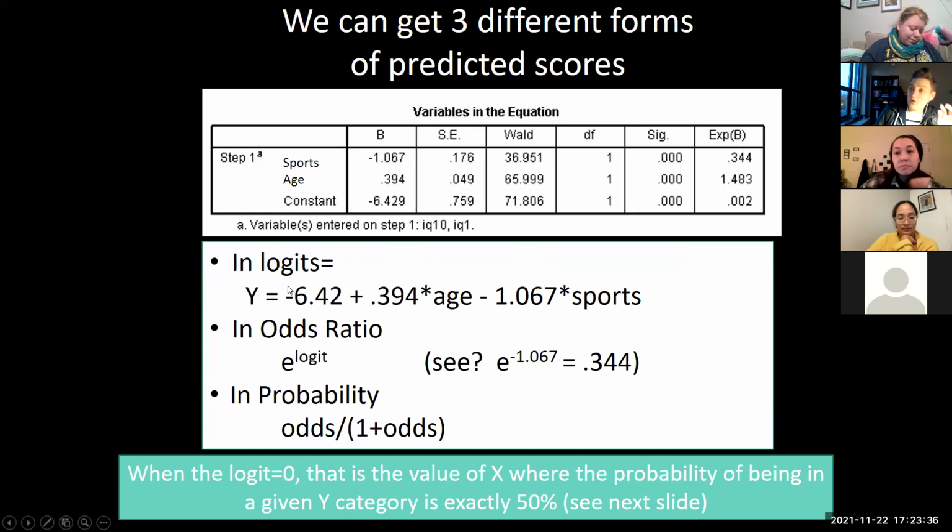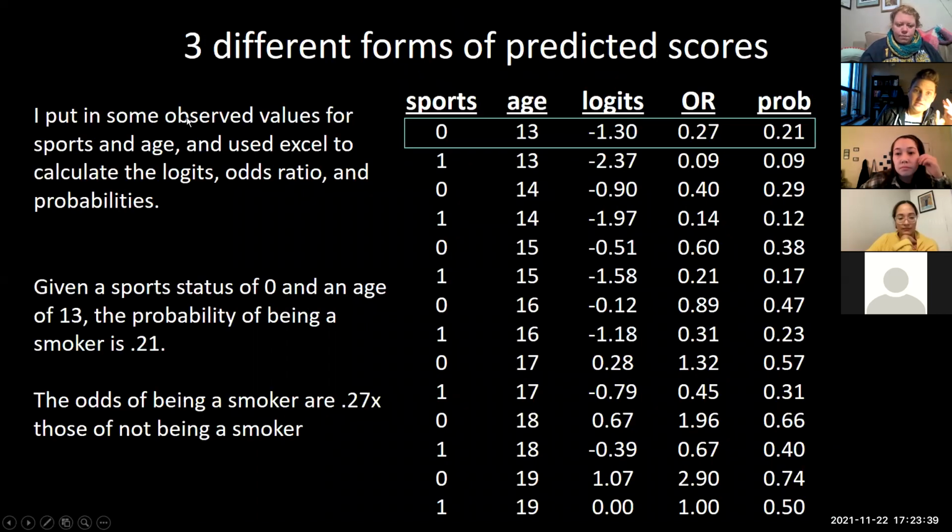Okay, so I've just taken the equation and I have gotten everybody's predicted scores here. What I've done is I've taken some plausible values for sports: 0 and 1, 0, 1, 0, 1. For plausible ages, here's 2 people who are 13, 2 people who are 14, 2 people who are 15, and so on.